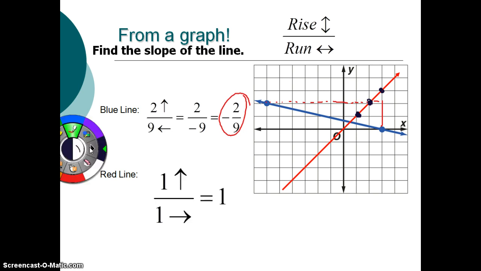So for the slope of the red line, I'm going up 1 over 1, which gives me a slope of positive 1.